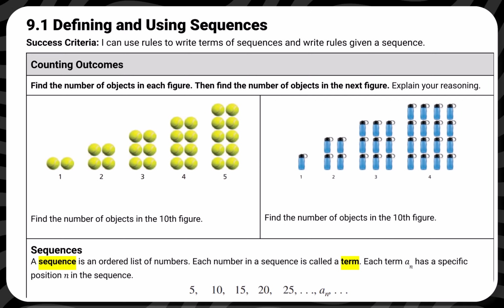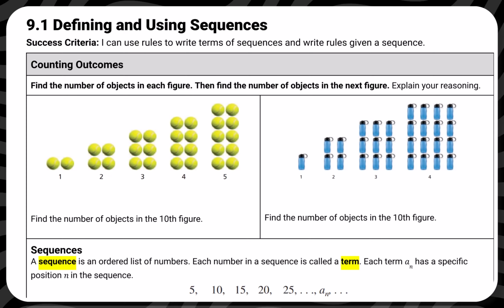Hello everyone, we are starting the last chapter of Algebra 2. This is going to talk about different types of patterns and sequences, and today we are studying Lesson 9-4, Defining and Using Sequences. Our goal for the lesson is to be able to write rules and write terms of sequences and write rules given a sequence.